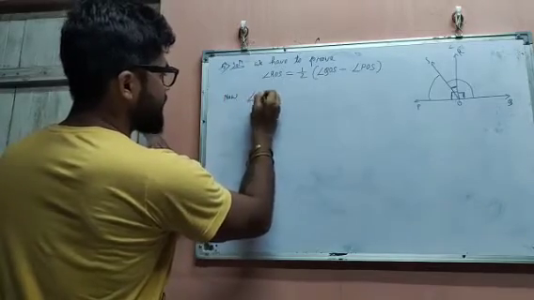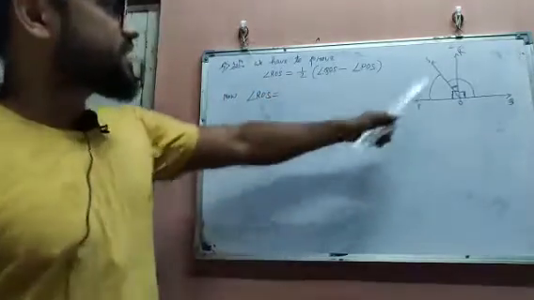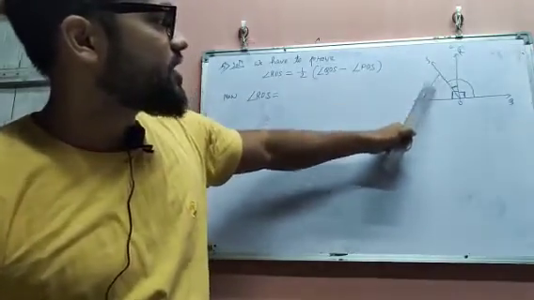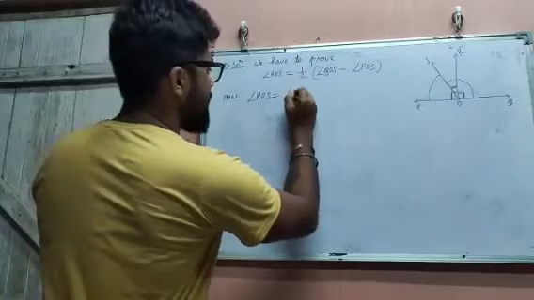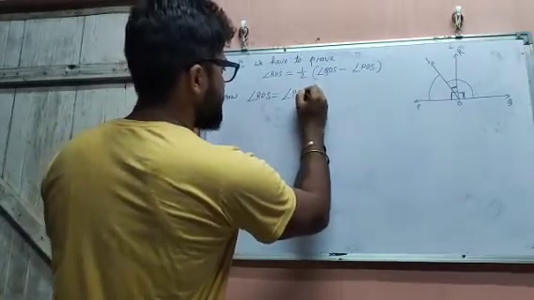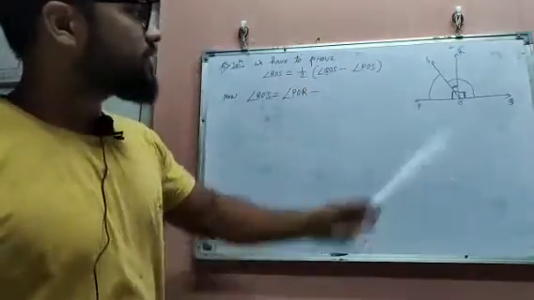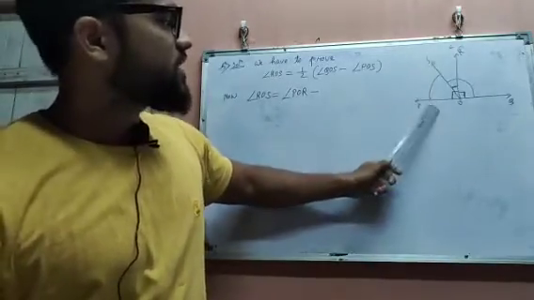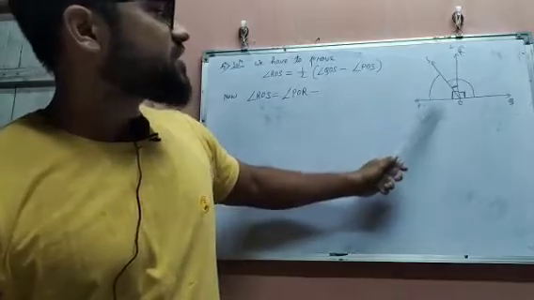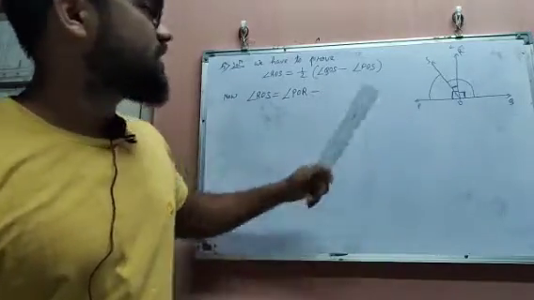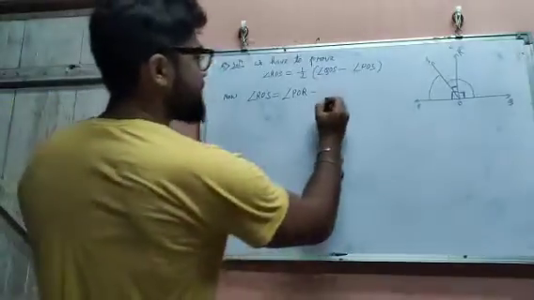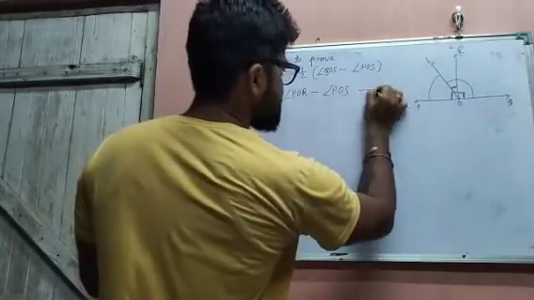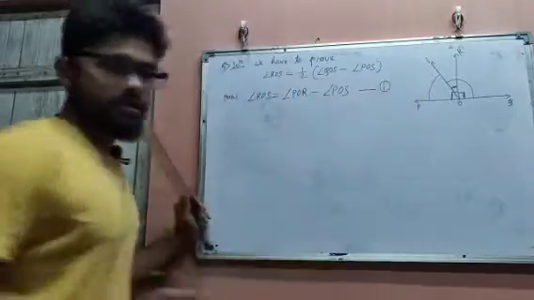Now angle ROS we can write as the whole angle POR minus angle POS, because from the angle POR, if we subtract angle POS, then we will get angle ROS. So we can write angle ROS equal to angle POR minus angle POS. Okay, here is equation number 1.